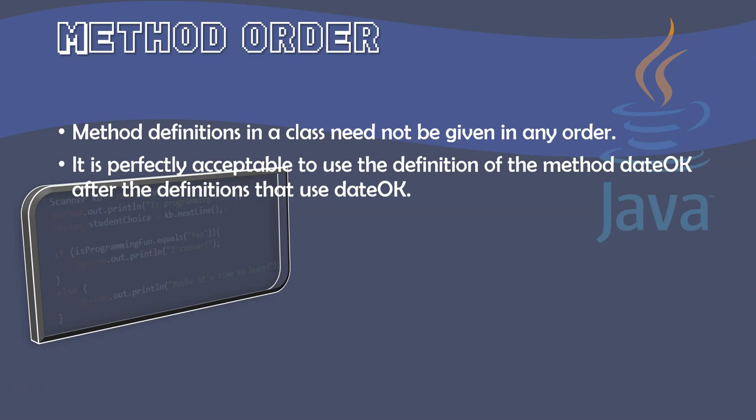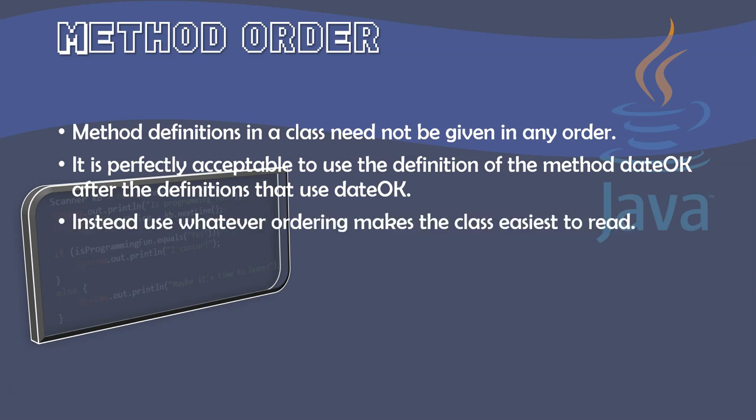It's perfectly acceptable that our method definitions for date OK are after the definitions that use date OK. You'll see this when we look at our code. Instead, we can just use whatever ordering makes sense for the class and is easiest to read. Again, it just depends. Sometimes things are going to be at the top, sometimes the bottom, sometimes in the middle.